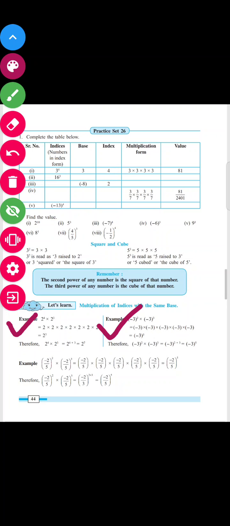Now, what is the power for the first minus 3? 2. And the power for the second minus 3 is 3. So minus 3 is multiplied 2 times for the first one, and 3 times for the second one. So in total how many does it become? It becomes 5 times. Clear? So minus 3 raised to 2 plus 3 gives you 5. Finally your answer will be minus 3 raised to 5.